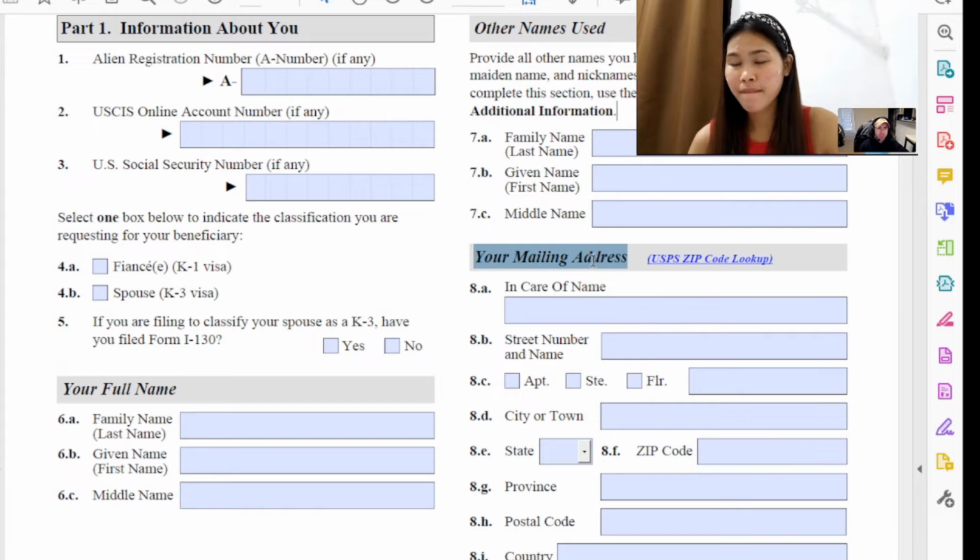All right. So back to your mailing address. This is for your petitioner. So this is wherever I'm staying. That would be your mailing address. That's very self-explanatory. Is your mailing address current and the same as your physical address? Are you living at the residence? Yes or no?